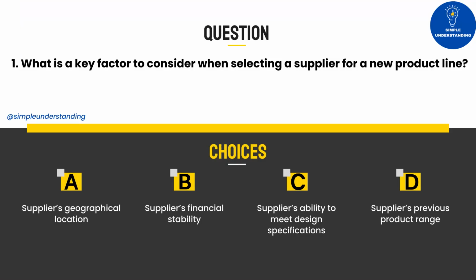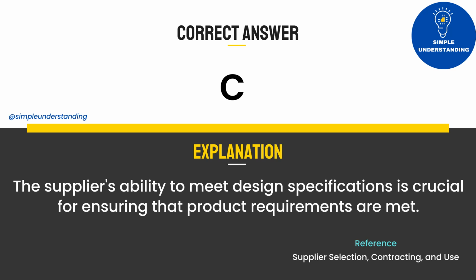1. What is a key factor to consider when selecting a supplier for a new product line? A. Supplier's geographical location. B. Supplier's financial stability. C. Supplier's ability to meet design specifications. D. Supplier's previous product range. Correct answer C. Explanation: The supplier's ability to meet design specifications is crucial for ensuring that product requirements are met.